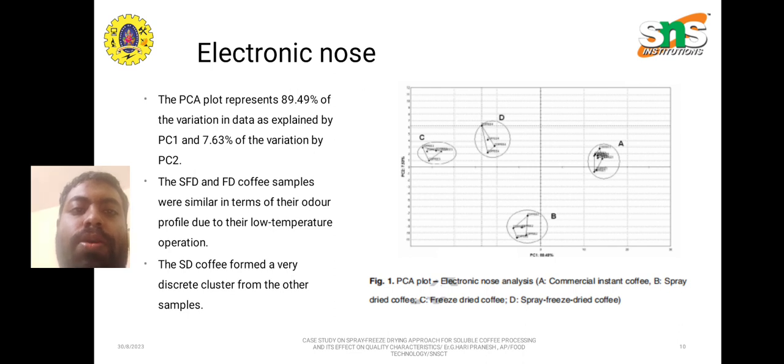The PCA plot, also called the electronic nose plot, represents 89.49% of the variation in data as explained by PC1 and 7.63% of the variation by PC2. The spray freeze dried and freeze dried coffee samples were similar in terms of their odor profile due to their low temperature operation. The spray dried coffee formed a very discrete cluster from the other samples.